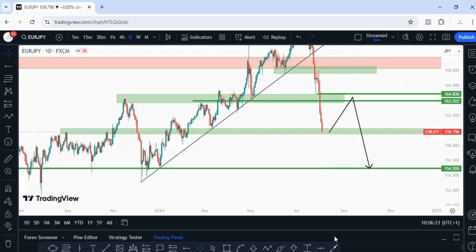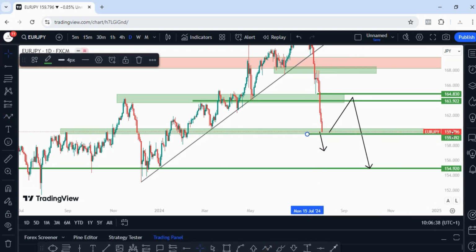But if price fails to go for that pullback, and let's say price wants to just come into this target before it goes into any form of pullback, then I would like to see a proper break, a proper one, because it's too impulsive to go for a shallow break. So I would like to see a proper break below 159.492, a proper break below it.